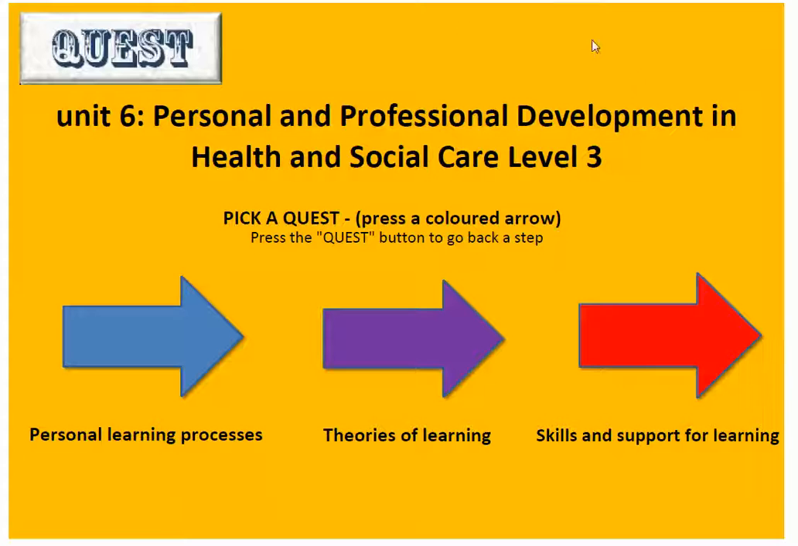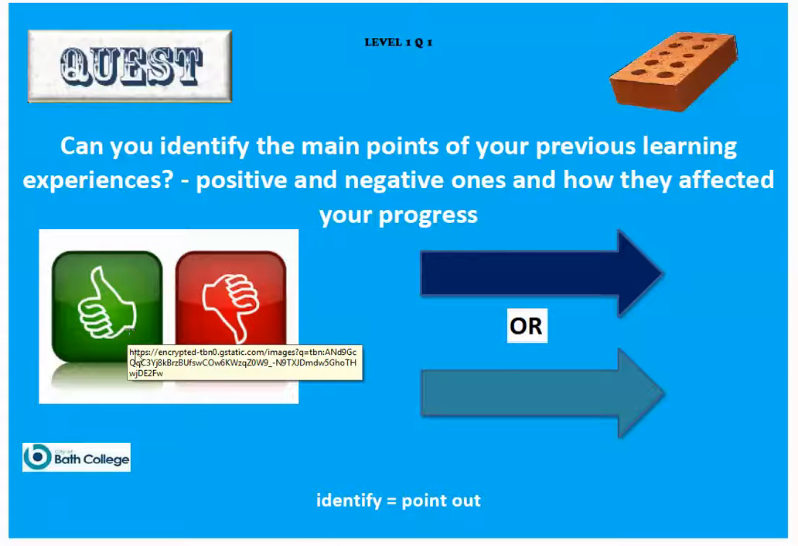This is a level 3, so sort of an A-level standard unit in health and social care. And learners can be divided into 3 groups or more. It's up to you whether people choose their starting point or you tell them which to do. But let's say a group of learners who are working in 2s or 3s pick personal learning processes. You click the button and they go to their first question, which is a blue background.